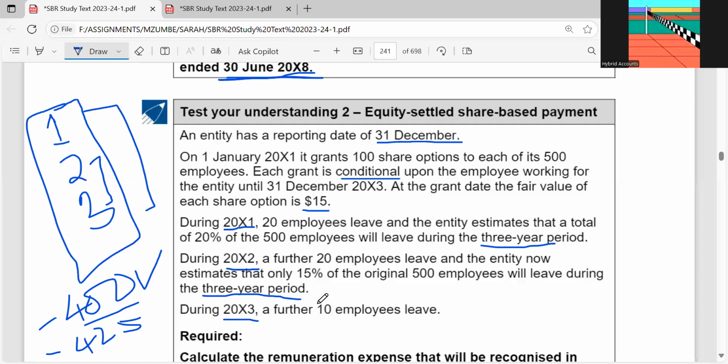So during 20x3, a further 10 employees leave. No, this is the end of the 3-year period and it is ending, so you do not need more estimates, right? So you obviously know that 20 left in year one, 20 left in year two, and in year three, a further 10 left. So it's a total of 20 plus 20 plus 10, which is 50. So in reality, if I initially had 500, only 50 have actually left. So the reality is that I have 450 employees at the end of the year. So these ones will be the ones who are eligible to receive the shares, in case they need to exercise the share options, right? Yes. So that's what you can do now.